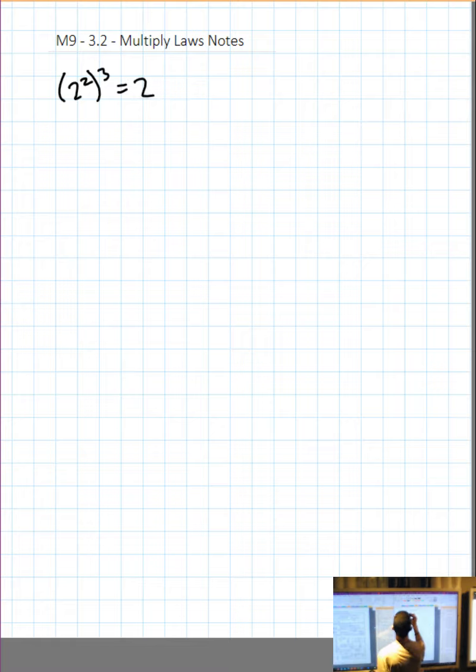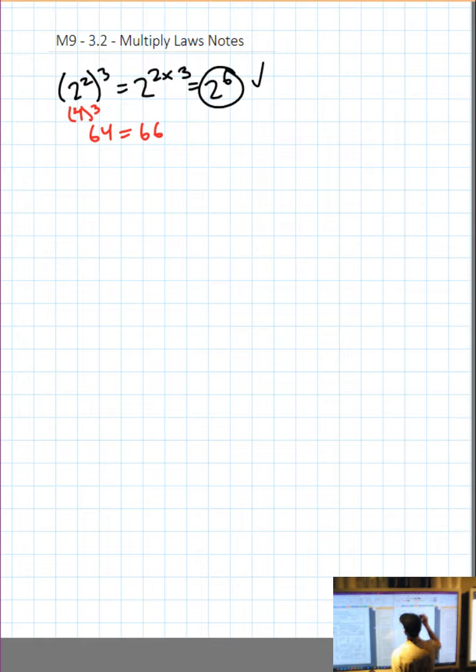So we're simply just going to multiply the exponents. And we get 2 to the 6. Circle our answer, check our answer. So I'm not going to use the calculator this time. 2 squared is 4. And 4 cubed is 64. The right-hand side, 2 to the 6 is also 64. Check marking our answer.